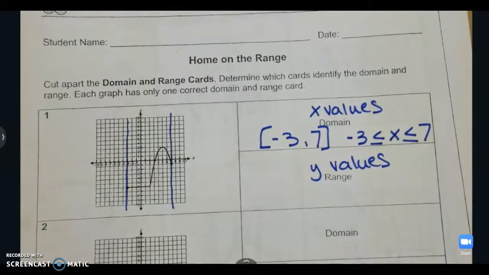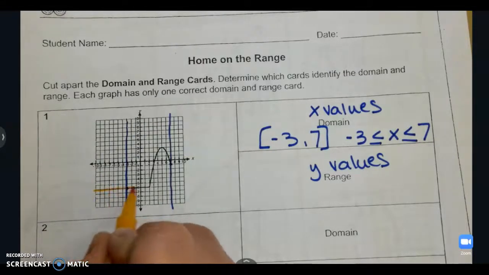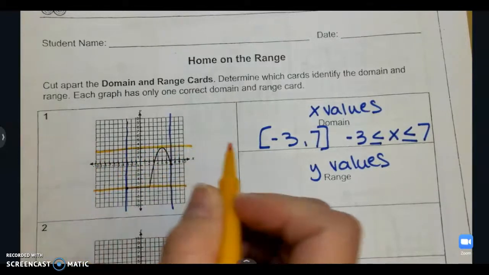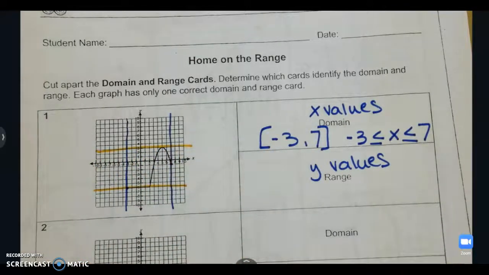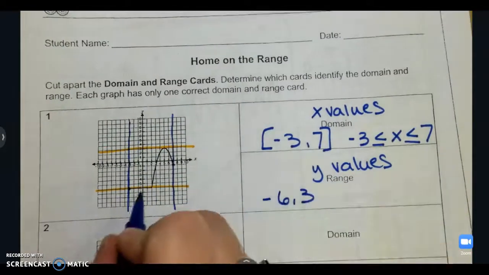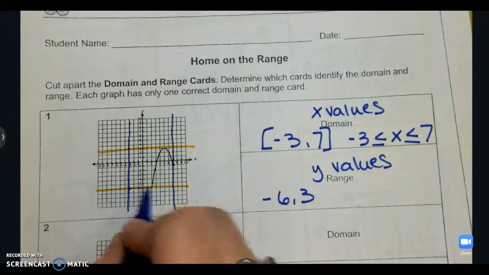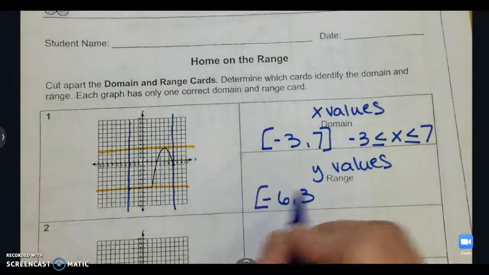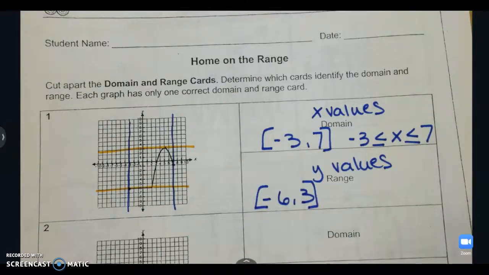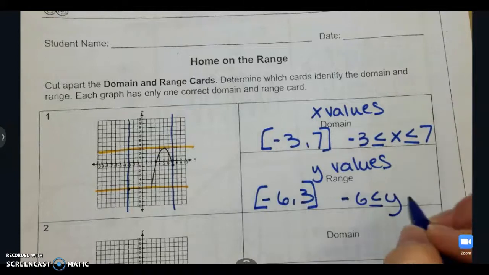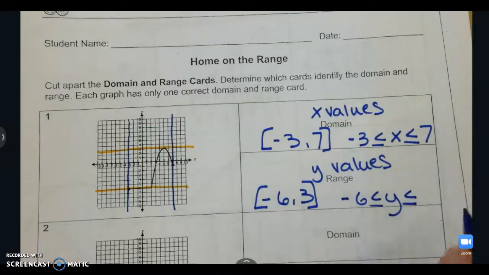Okay. Now let's talk about our y values. We have y values from here to here. So that is -6 to +3. My graph is a solid line at both of those points. It exists at that point on the graph, so that is brackets. And for inequality notation, we're going to use less than or equal to y. Make sure y is what goes in between your inequalities there.